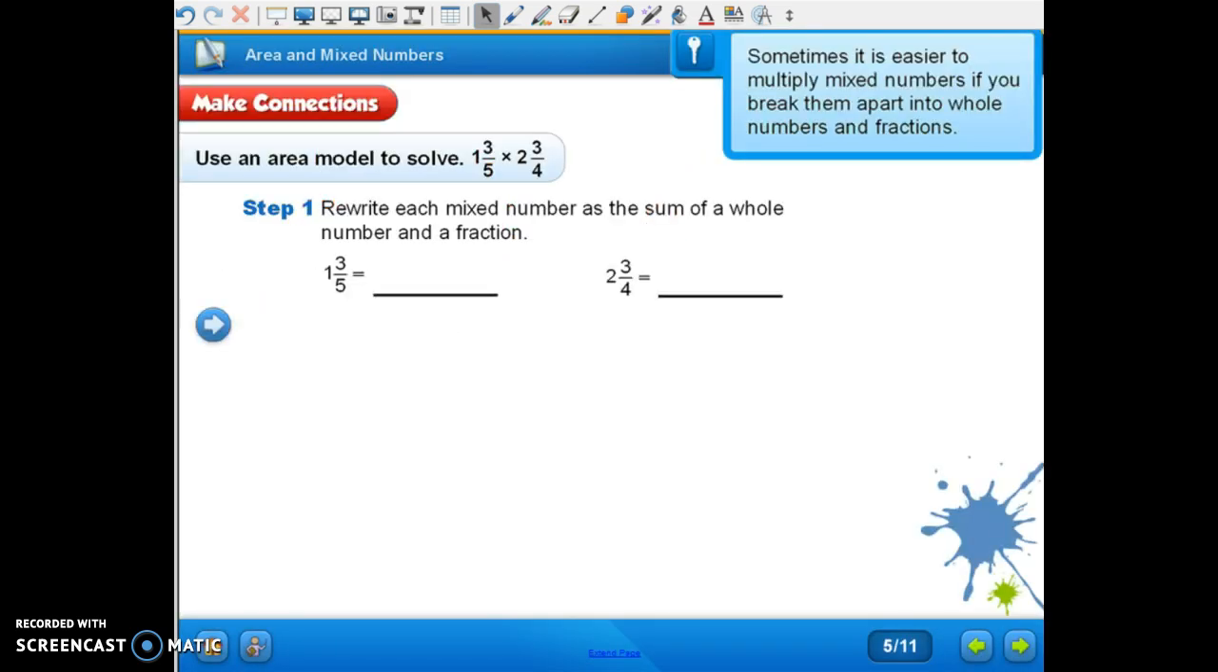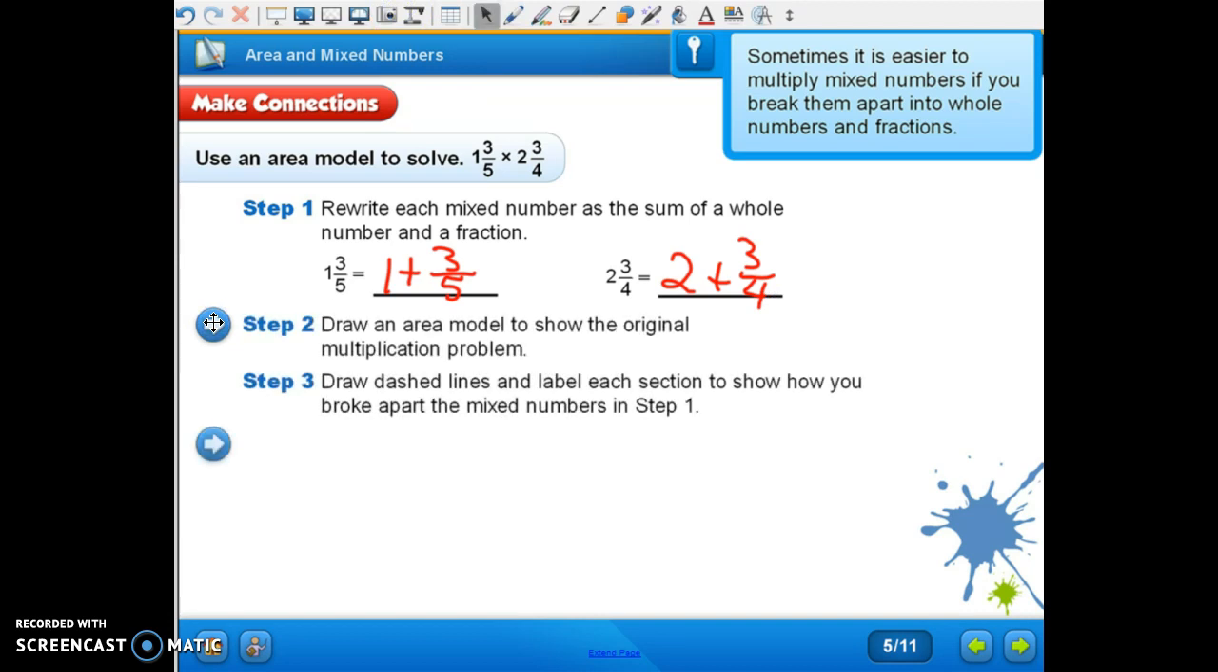Use an area model to solve 1 3/5 times 2 3/4. Rewrite each number as a sum of a whole number and a fraction. So we're going to rewrite this as 1 plus 3/5 and 2 plus 3/4, right? 1 plus 3/5 is equal to 1 3/5. That's why it's a sum.